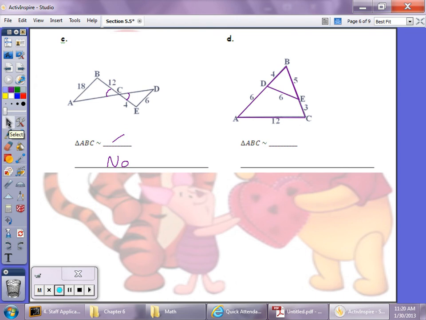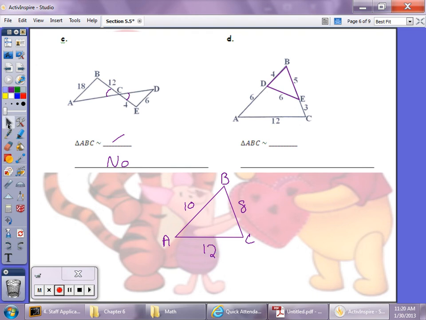For example D, it's going to be very helpful to go ahead and separate the two triangles. So as we did in the first example, in example A, we're going to go ahead and redraw each triangle. This is triangle ABC, and I'm going to label the side lengths. So AB is going to be a length of 10, BC is going to be a length of 8, and AC is going to be a length of 12.